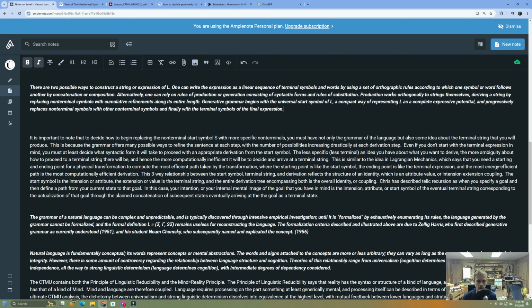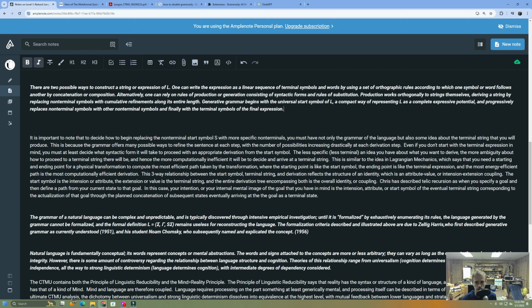This three-way relationship between the start symbol, terminal string, and derivation reflects the structure of an identity, which is an attribute-value or intension-extension coupling. The start symbol is the intension or attribute, the extension or value is the terminal string, and the entire derivation tree encompassing both is the overall identity or the coupling.